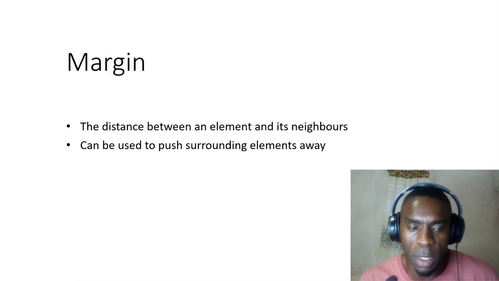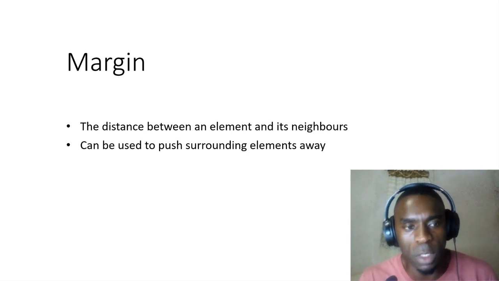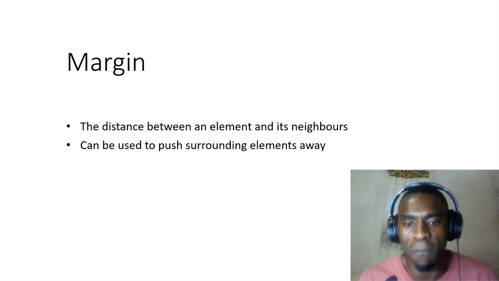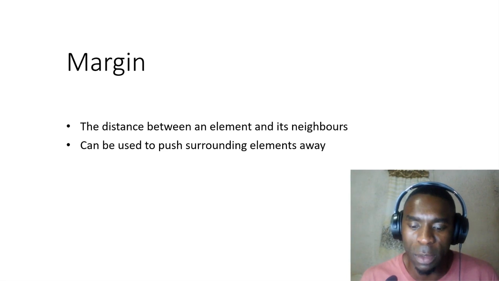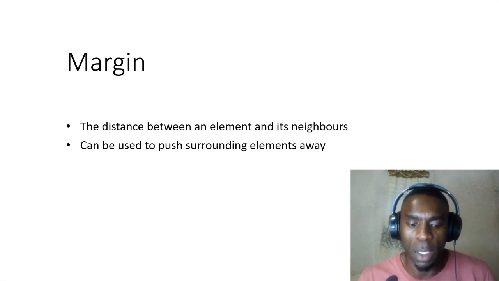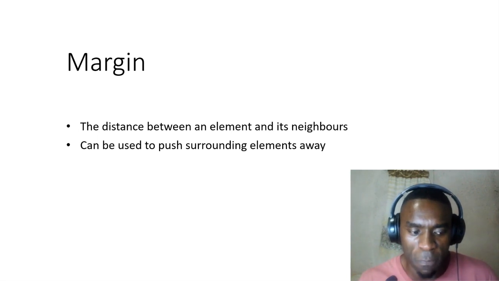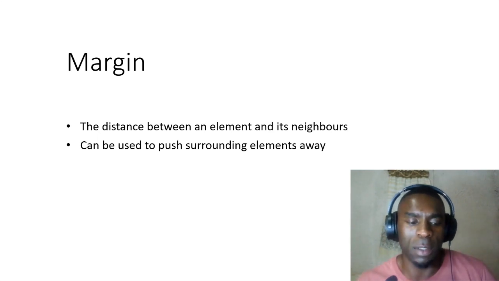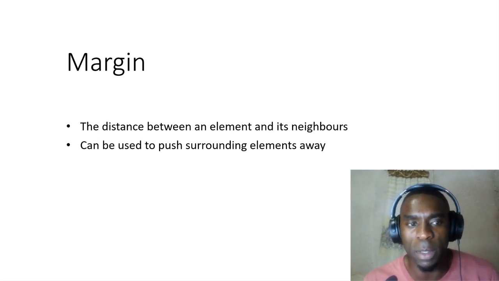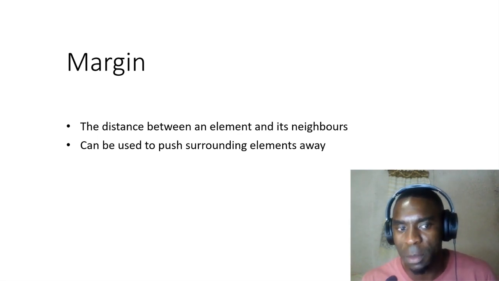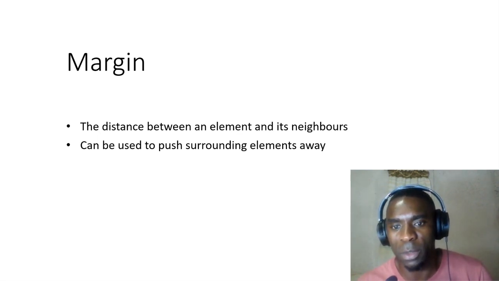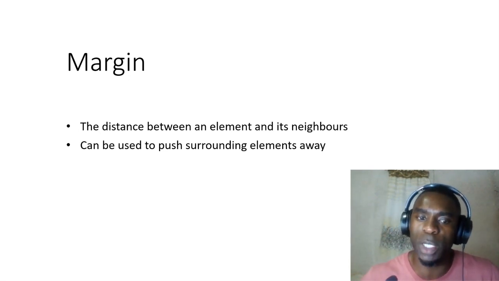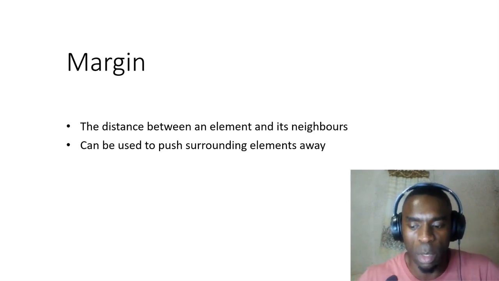So the simplest explanation or difference between these two is that the margin is used to create space between an element and its surrounding neighbors. So let's say you have placed your element in an HTML document, but you feel like the element is too close to its neighbors. You can use the margin to create space between that element and its neighbors. Normally, these are siblings, so it can be any surrounding elements. So, in order to push away other elements, the margin can be used.